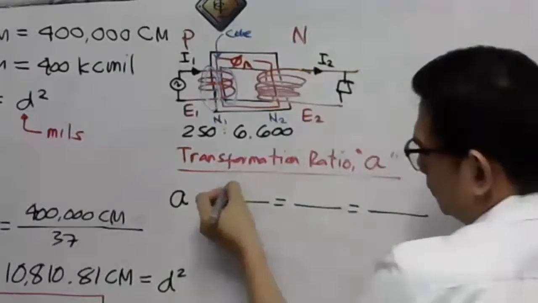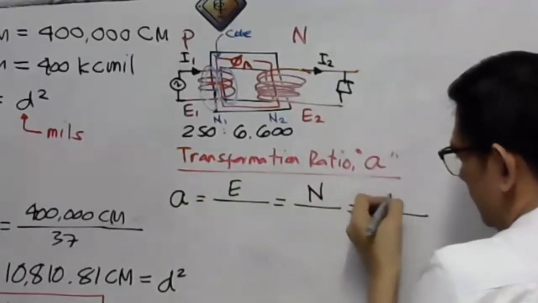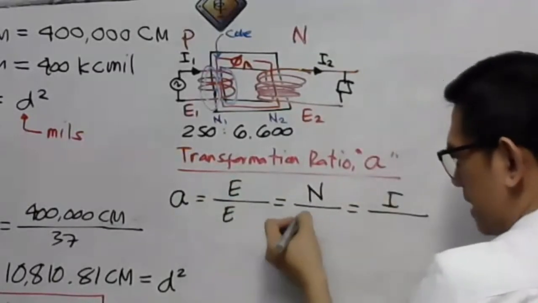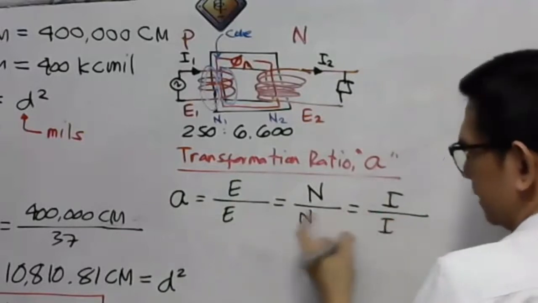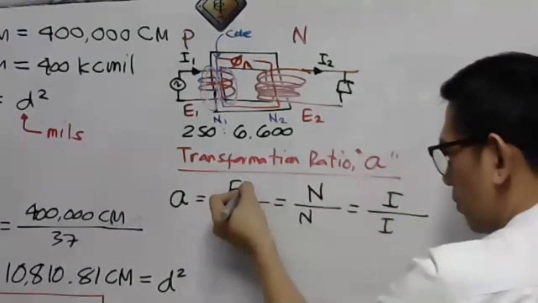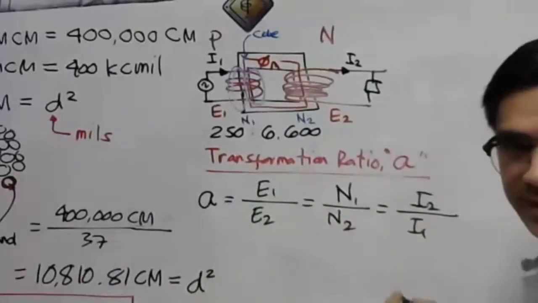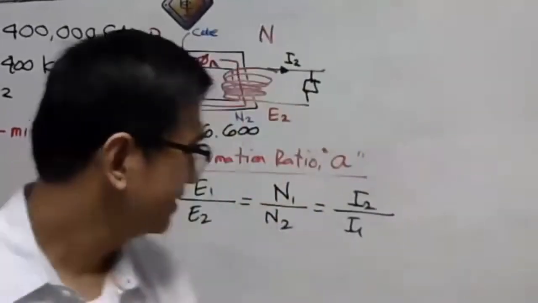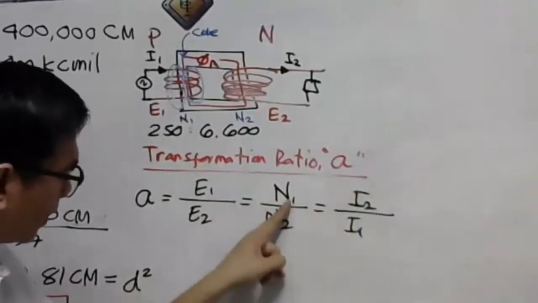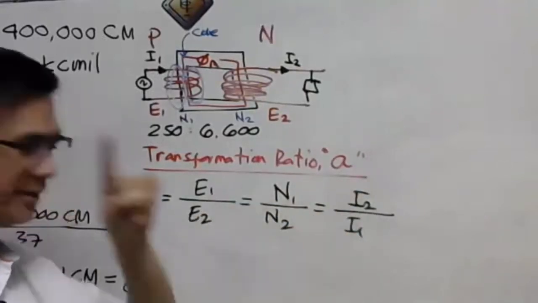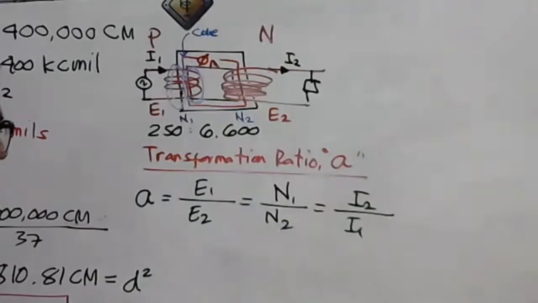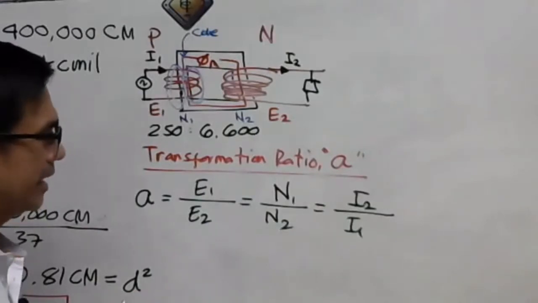So I just call this as any, E-N-I, 1, 1, 2, 2, 2, 1. Okay? That is any. 1, 1, 2, 2, 2, 1. So that is any. Now, take a look here.